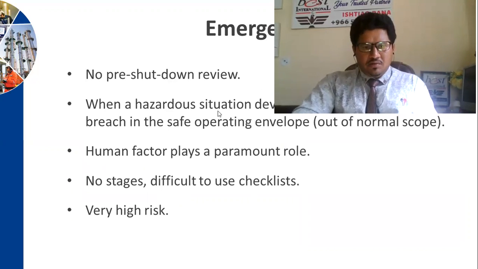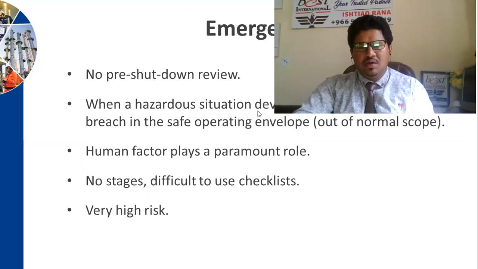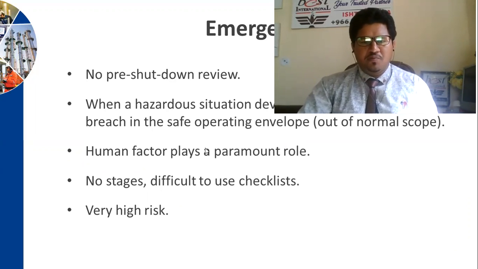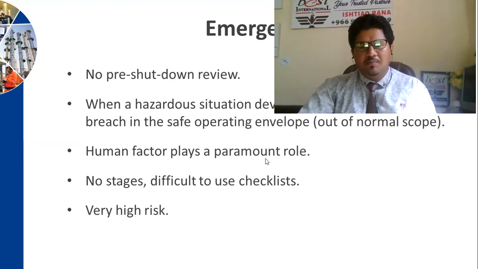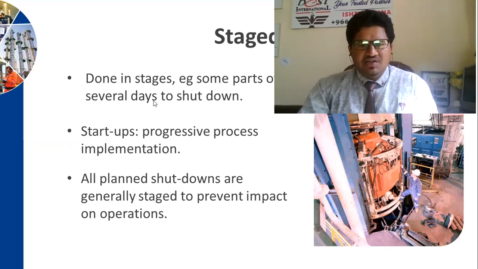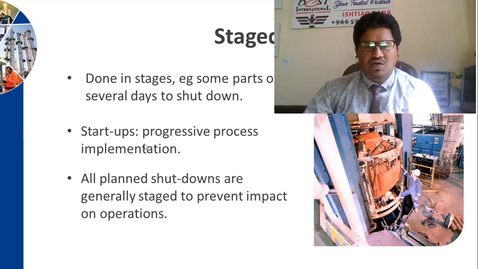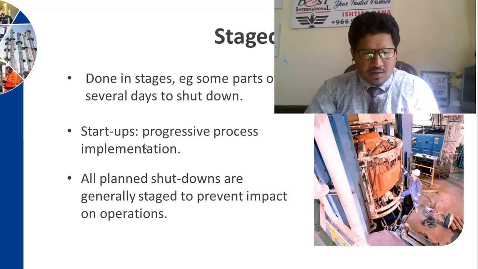Emergency: no pre-shutdown review was there, when a hazardous situation develops, usually as a result of a breach in the safe operating envelope, out of normal scope. Human factor plays a paramount role, but it is difficult to use a checklist. High, very high risk. Staged is done in stages. Some parts of a large plant may take several days to shut down. Startup is through progressive plant implementation. All plant shutdowns are generally staged to prevent impacts on operations.